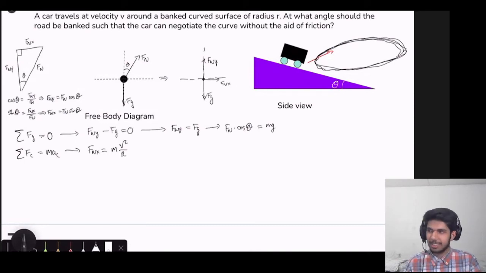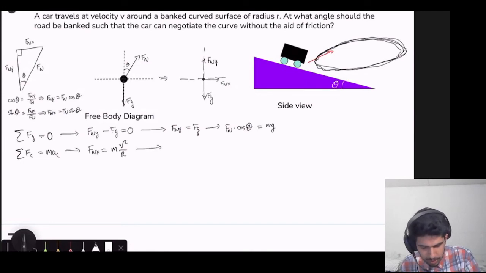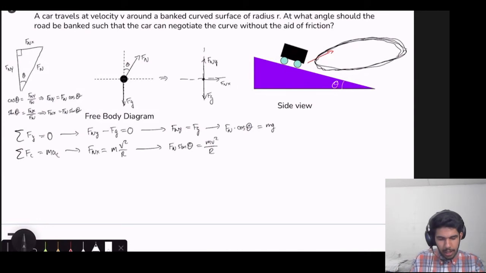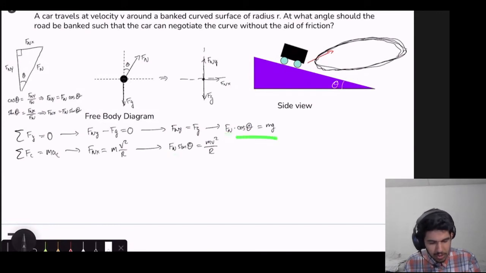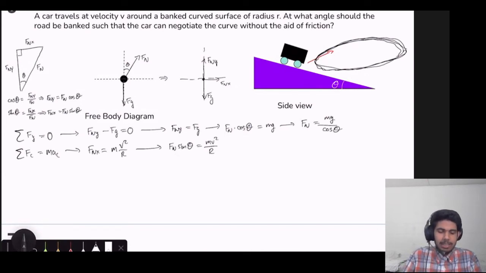There's a lot of variables to worry about. And Fnx is equal to Fn sine of theta, and we said that equals m v squared over r. And we can do some substitution. We have Fn here, we have Fn here. So let's just solve for Fn at the top here, right? This is Fn equals mg divided by cosine theta. I'm doing this because I want to make the substitution in for Fn, get rid of this Fn term, because we don't know what Fn is equal to.